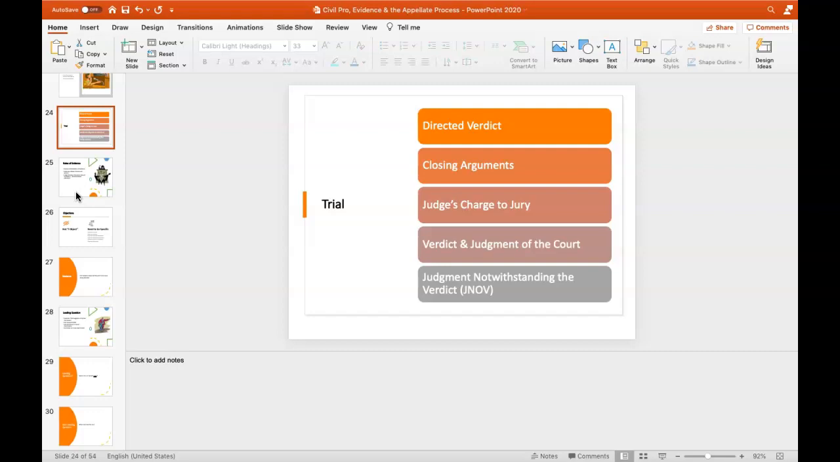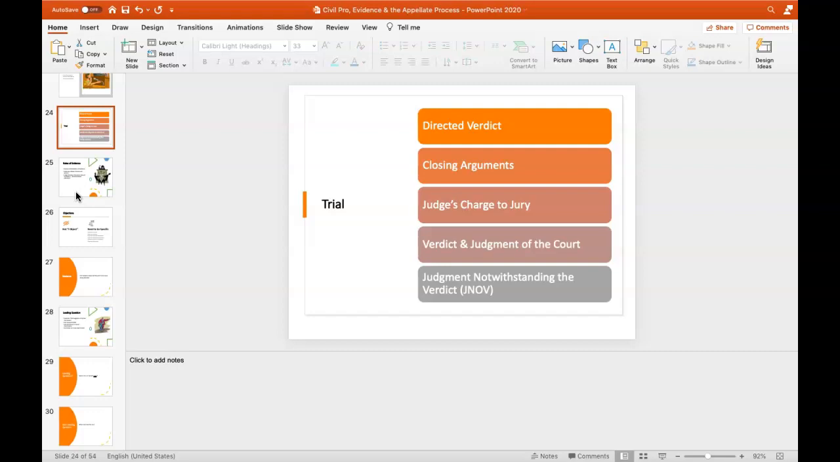Next comes the verdict and the judgment of the court. With the verdict, the jurors deliberate and decide on a verdict or a formal decision in the case. With a judgment, after the jury arrives at a verdict, the judge enters a judgment, which is the official decision in accordance with the jury's verdict.